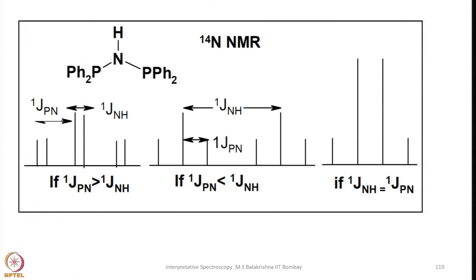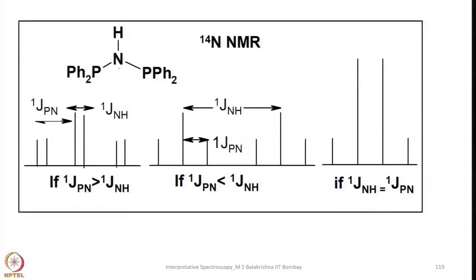One is NH coupling is larger than NP coupling, another is NP coupling is larger than NH coupling, and the other is NP coupling equivalent to NH coupling, because all of them are one bond apart. So first let's look into PN coupling larger than 1H coupling. Since we have 2 phosphorus atoms, first it would be split into a triplet and each line will be split into a doublet, something like this. So we have a doublet of triplets.